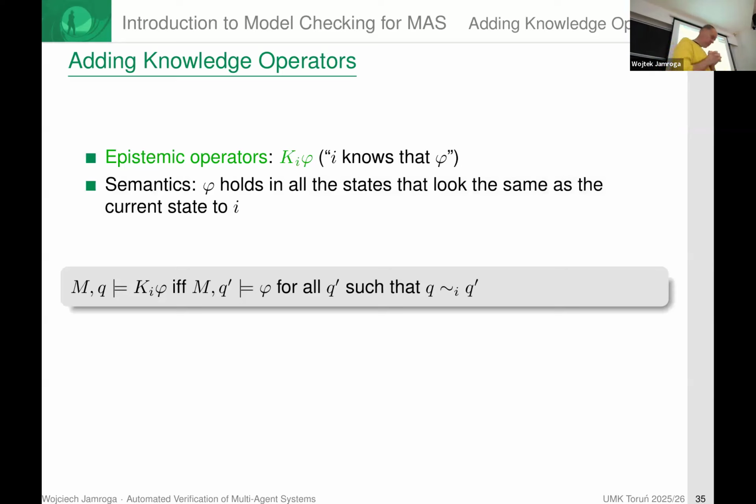The idea is very simple. We add knowledge operators. K_i phi is interpreted as "agent i knows that phi". And the semantics is very simple. You look at all the states that look the same according to the information available to agent i, and phi must hold in all of them in order to say that the agent knows that phi. So it's basically like playing a poker game or a bridge game.